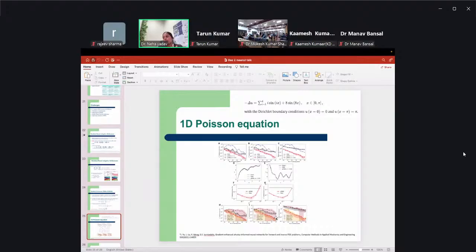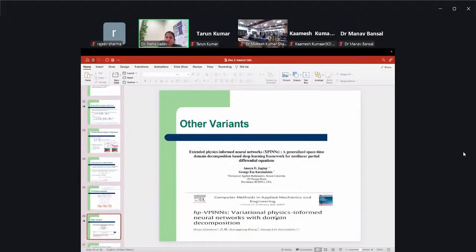I meant to present first of all the PINNs, and then what current research is about: how to improve the PINN algorithm. Two of the ways I have presented: one is improving how the training points are generated, the other is improving how the loss function is constructed. Similarly, there are other variants which I could not cover here, such as XPINNs and the variational physics informed neural network. These all have different ideas.